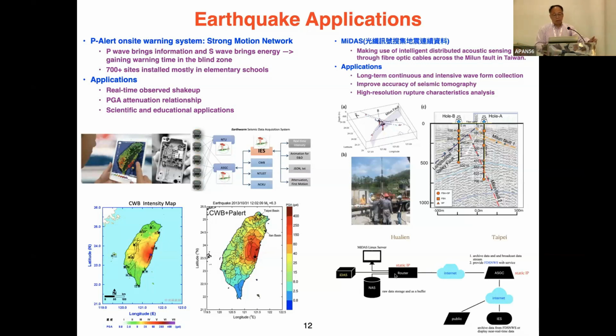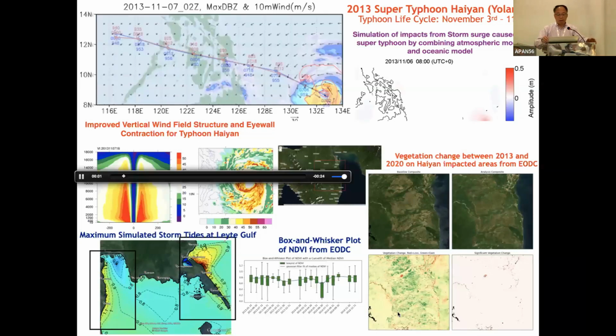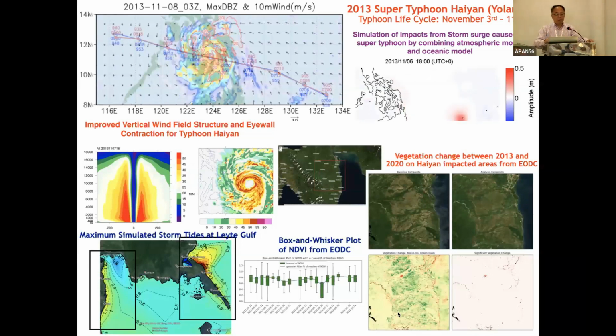And here are more examples about disaster mitigation. If you are interested in the details, welcome to join the session on Wednesday, 11 a.m. this week. Because we are also acting as the coordinator for the disaster mitigation collaboration in Asia.